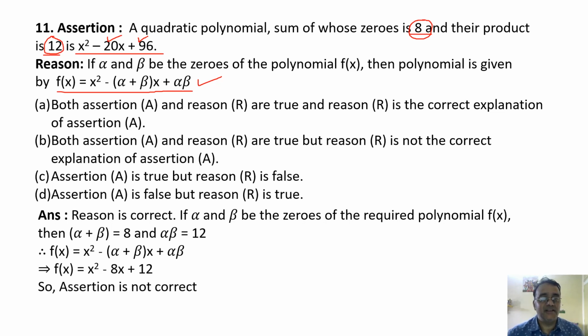So which option is the correct one? Option D. Right. So option D is the correct one. So this is the last question of polynomials.